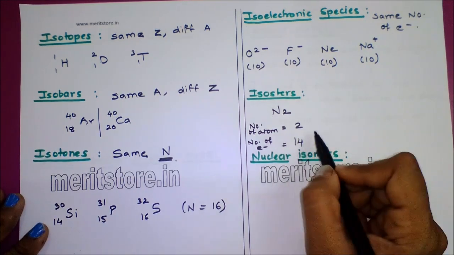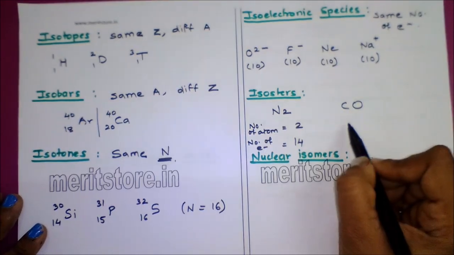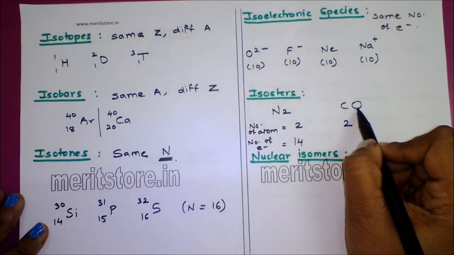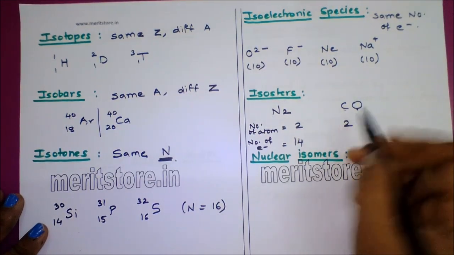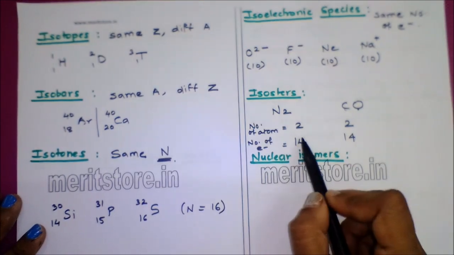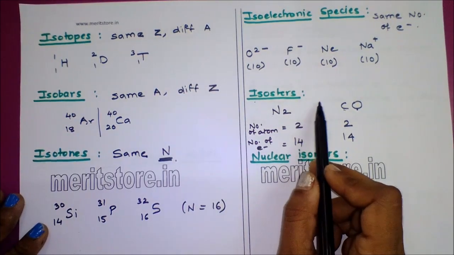When I am talking about carbon monoxide, the number of atoms is equal to 2. Carbon is 6 and oxygen is 8 atomic number. So 6 plus 8, that's equal to 14. So here they have the same number of atoms as well as the same number of electrons. So they are called isosters of each other.